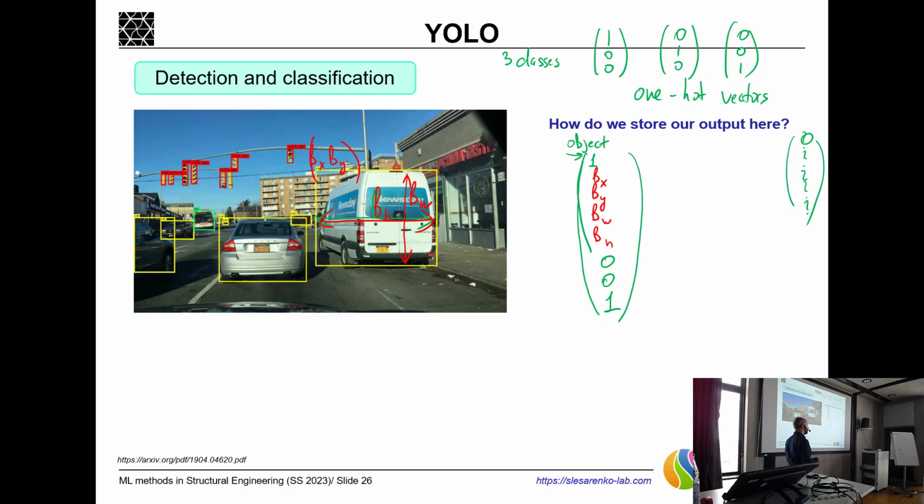Again, it's a simplified version where we have only one object. In this case, we know that it's an object of class number 3, and we know the coordinates and the size in the image. That's how you store your outputs and your vectors in YOLO, and in almost all these algorithms, because you bring your class and also your position. Clear?